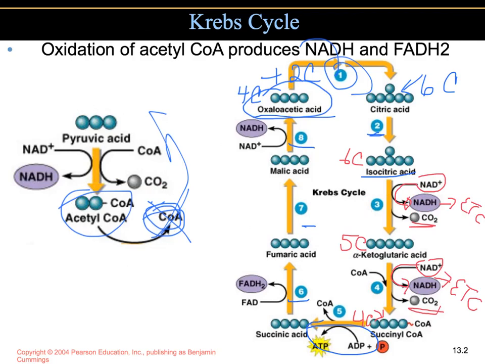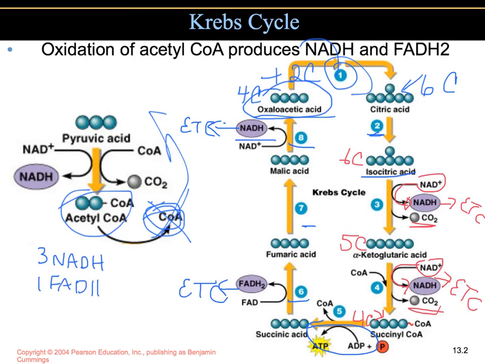Through steps 6, 7, and 8, there are important energy-rich molecules being made. We do have NADH being made again, which will go off to the electron transport chain. And then here we also see FADH, and that will go to the electron transport chain. So in the Krebs cycle, we have showing here 3 NADHs. We also are seeing 1 FADH.